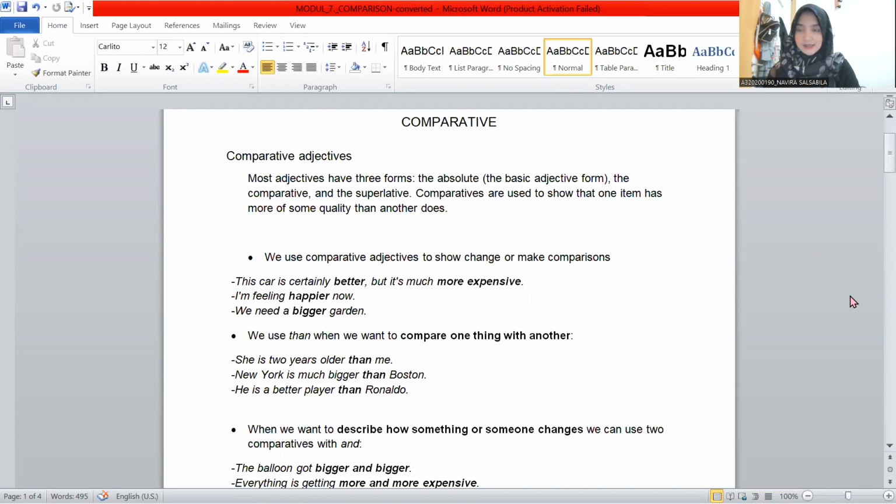My name is Navira Salsabila, and today I will explain about comparative adjectives. Most adjectives have three forms: the absolute or the basic adjective form, the comparative, and the superlative. Comparatives are used to show that one item has more of some quality than another does. We use comparative adjectives to show change or make comparisons.